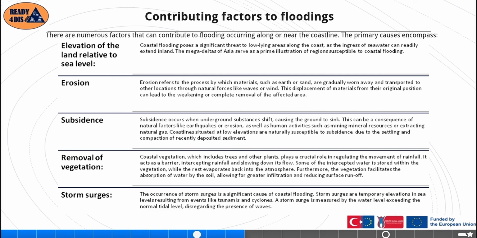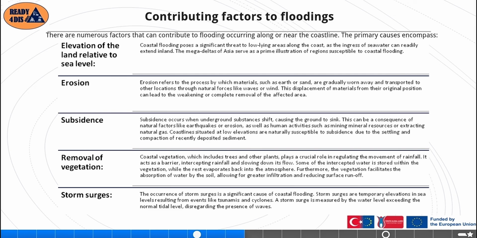Erosion. Erosion refers to the process by which materials, such as earth or sand, are gradually worn away and transported to other locations through natural forces like waves or wind. This displacement of materials from their original position can lead to the weakening or complete removal of the affected area.